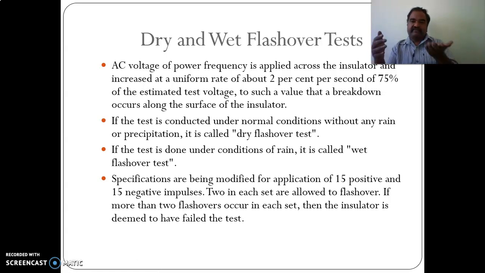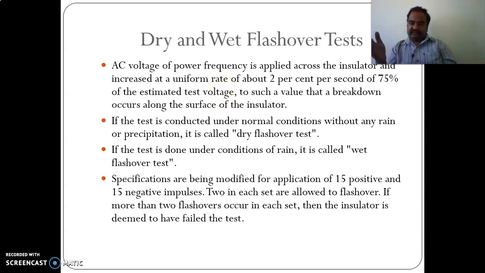So I will apply first 75 kV. Next, from 75 kV onwards, I'll be applying 2 kV per second. To the voltage, I'll be increasing the voltage 2 kV per second. I'll be increasing the voltage to such a level that my insulator experiences a flashover.